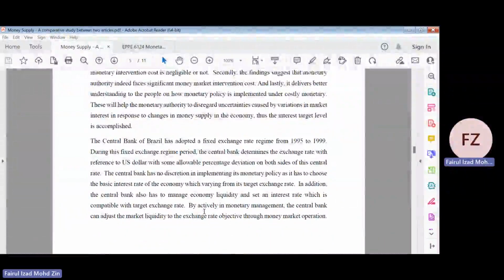The central bank adopted a fixed exchange rate regime from 1995 to 1999. During the fixed exchange rate regime period, the central bank determines the exchange rate with reference to the US dollar with some allowable percentage deviation on both sides of the central rate. The central bank has no discretion in implementing its monetary policy and has to choose the best interest rate of the economy, which varies from its target rate.